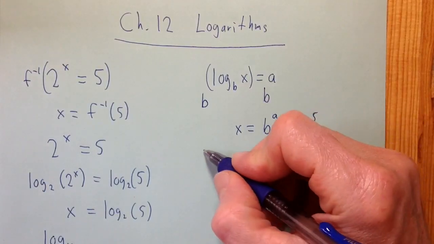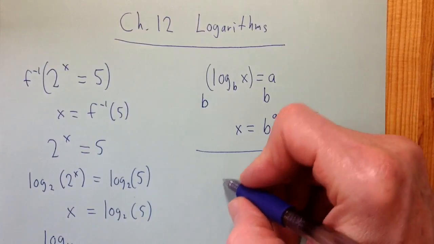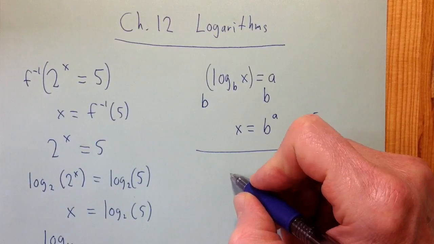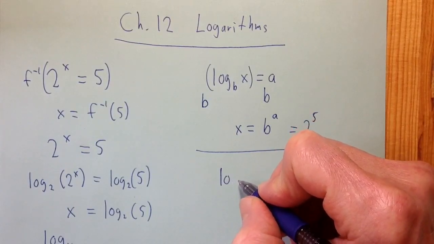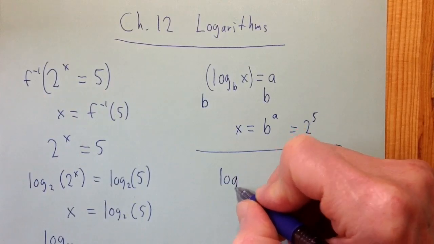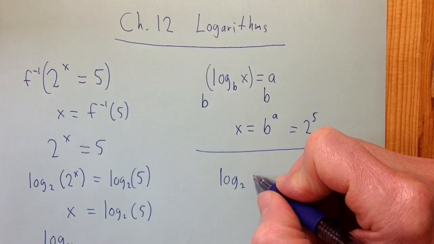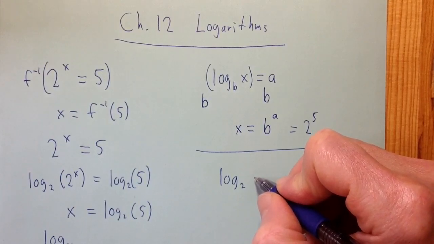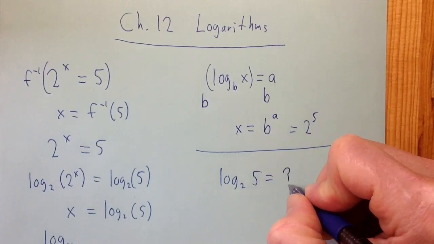But the other way around, which is what I meant to do here, is what if we have something like log base 2 of, let's say our example over here, of 5 is equal to what?